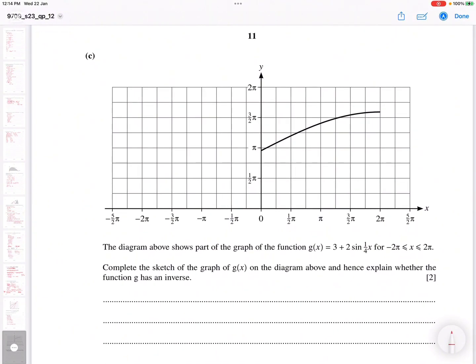Okay, in part C, the diagram above shows part of the graph of function g of x, for x less than or equal to 2 pi and greater than or equal to minus 2 pi. Complete the sketch of the graph of g of x on the diagram above and hence explain whether the function g has an inverse.